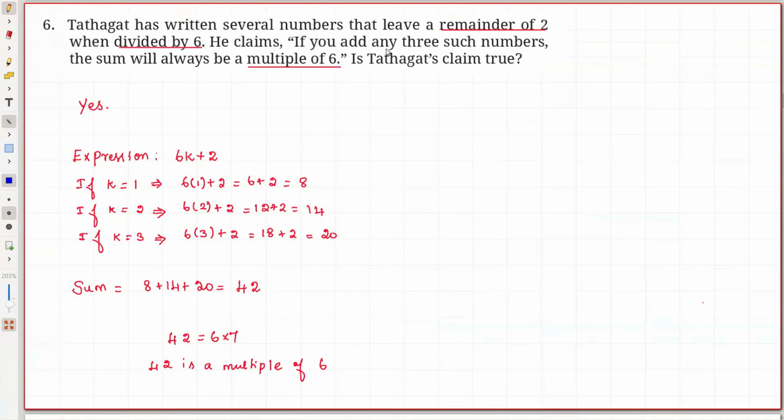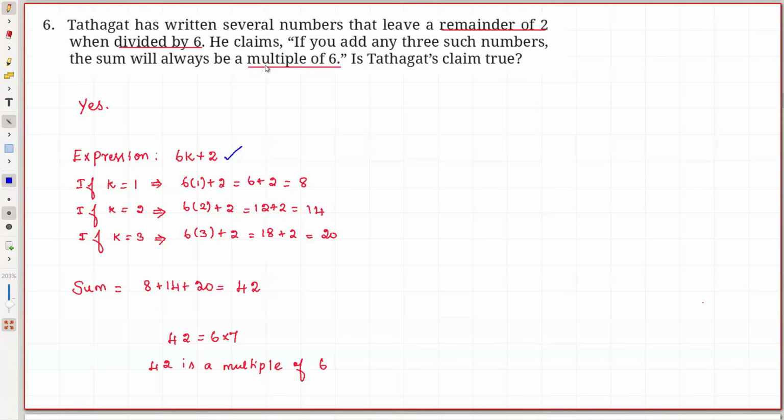He claims if you add any 3 such numbers, the sum will always be a multiple of 6. Is Tadagat's claim true? Okay. First, you can just write the expression. Remainder is 2 when divided by 6, so we write 6k plus 2. Now, this is the expression.